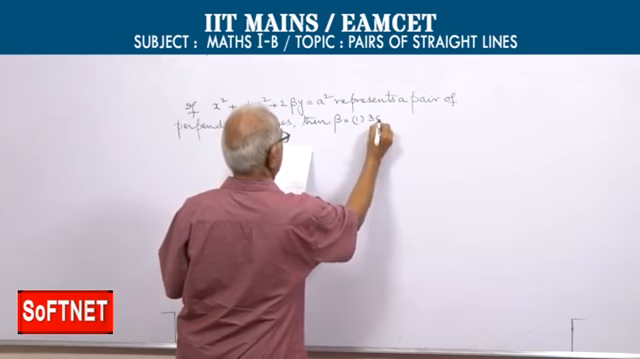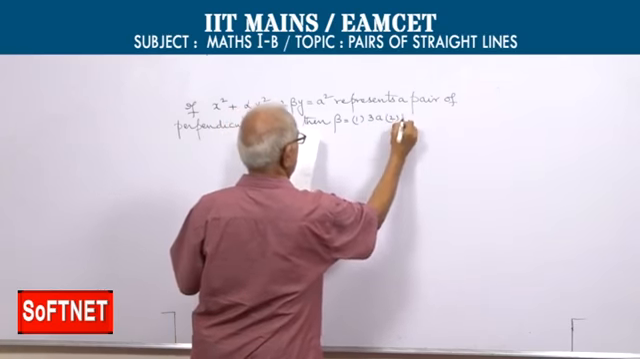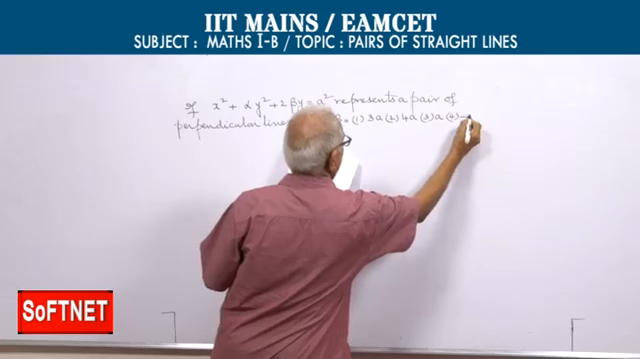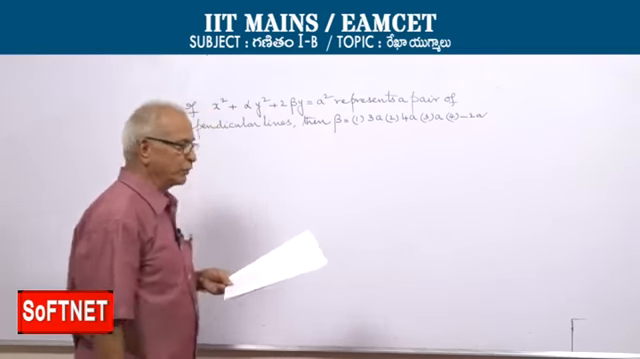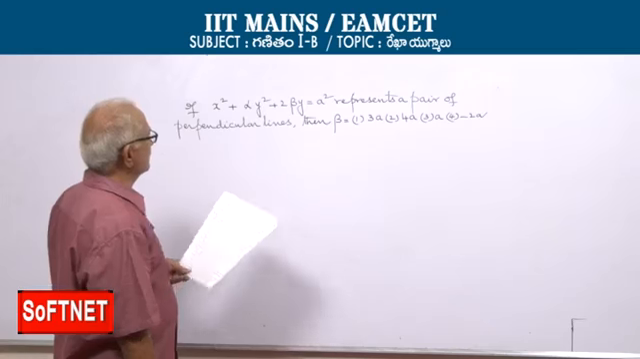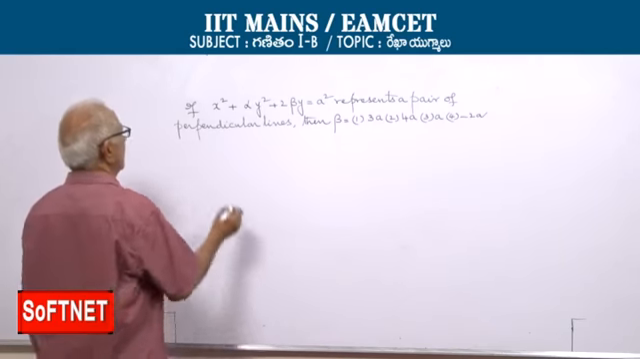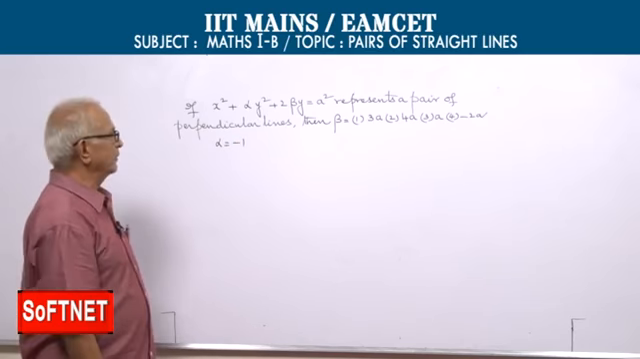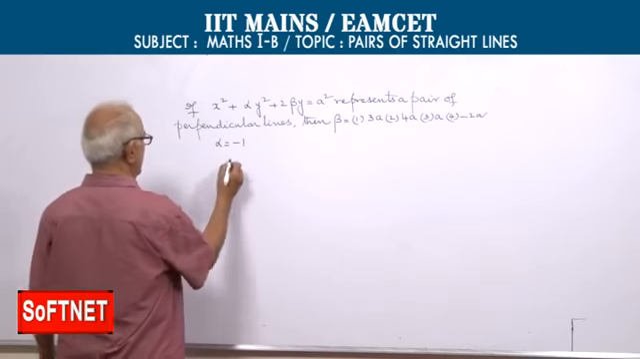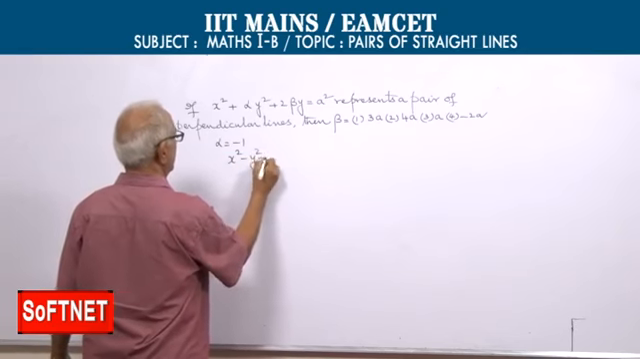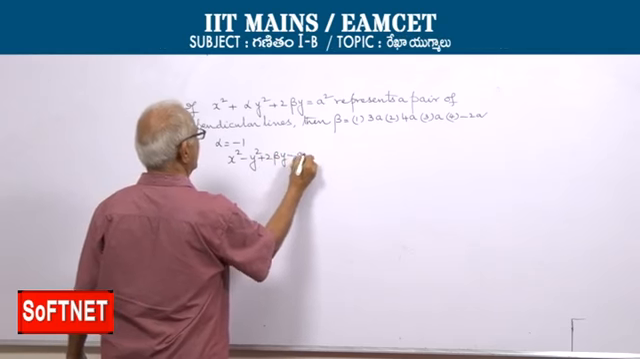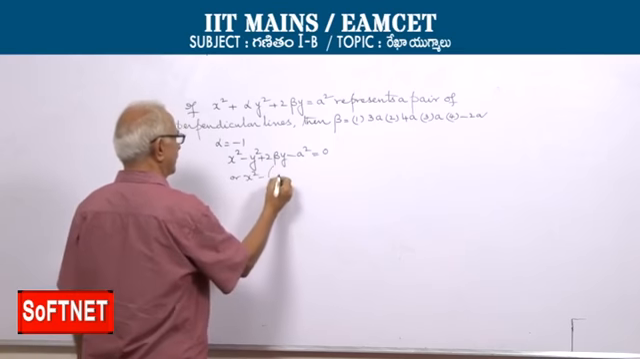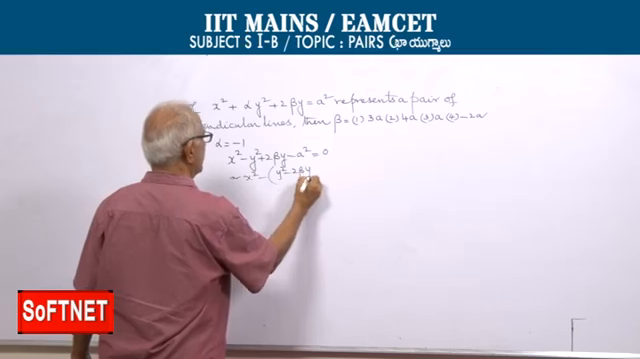options 3a, 4a, a, minus 2a. So, these are the 4 options given, 2014 MSET paper. Well, first of all, because this equation represents a pair of perpendicular lines, alpha must be equal to minus 1. Okay. When alpha equal to minus 1, the equation is x square minus y square plus 2 beta y minus a square equal to 0, or x square minus, I take minus 1 common from this, y square minus 2 beta y plus a square equal to 0.